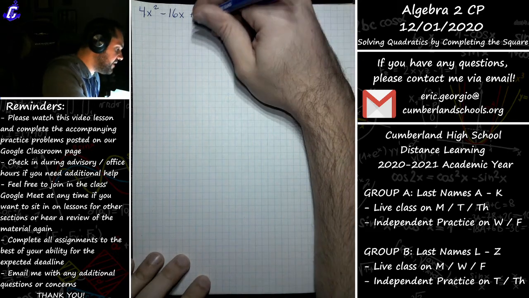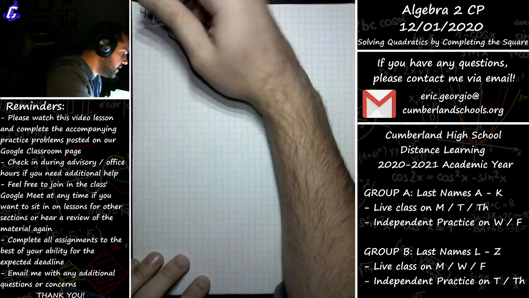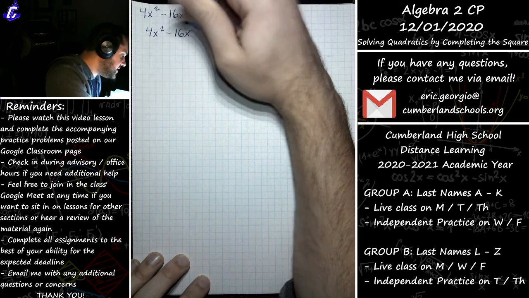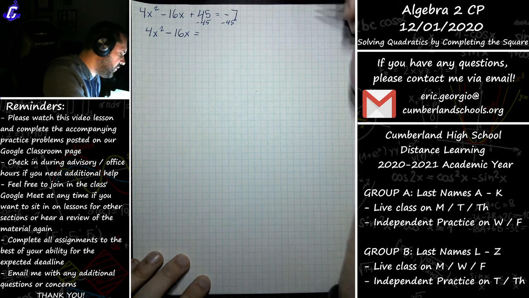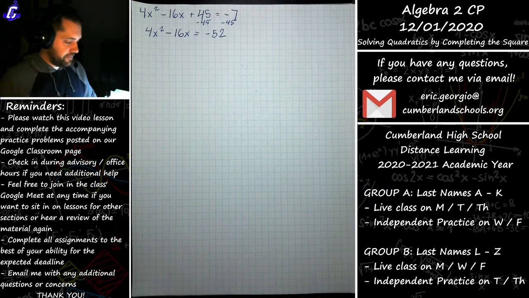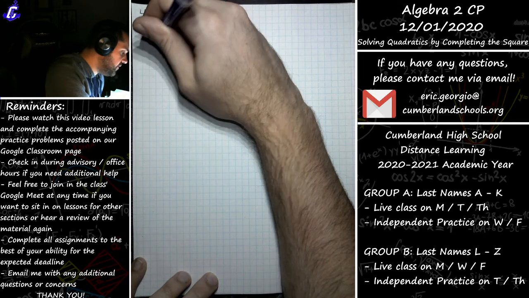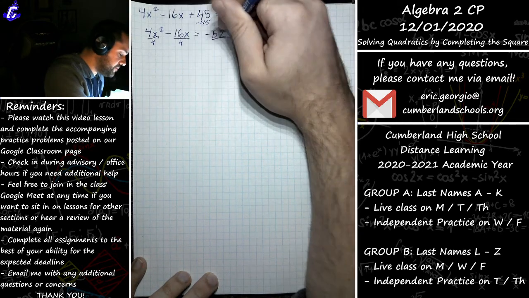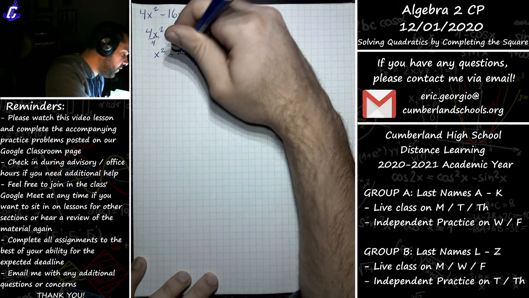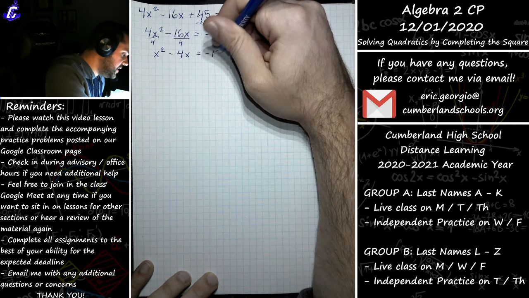First things first, let's isolate the constant term, subtract 45 over to the other side. That gives us 4x squared minus 16x is equal to, let's see, negative 7 minus 45, that's negative 52 if my mental math is correct. We can now divide everything by that leading coefficient of 4. That gives us x squared minus 4x is equal to negative 52 divided by 4, negative 13.